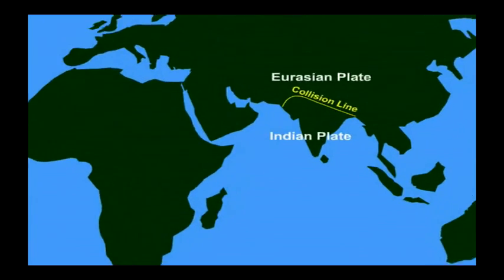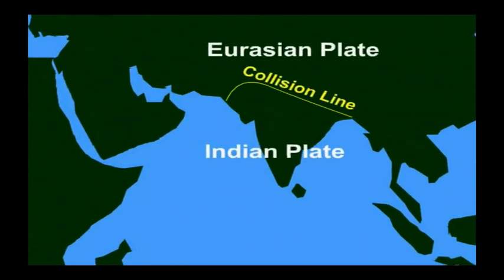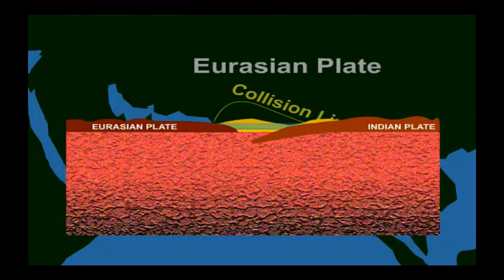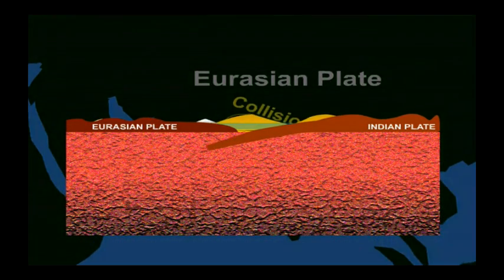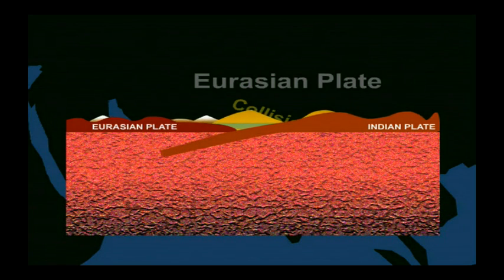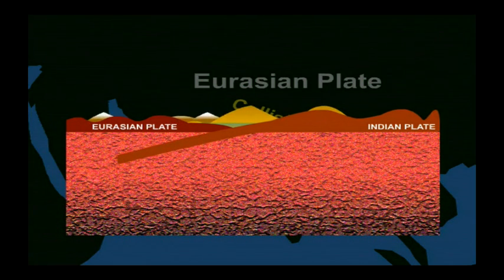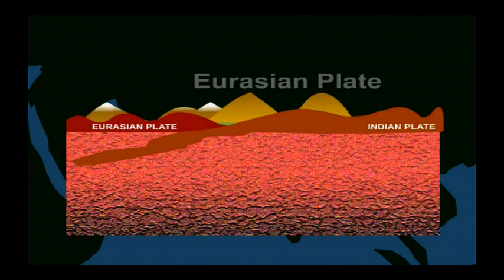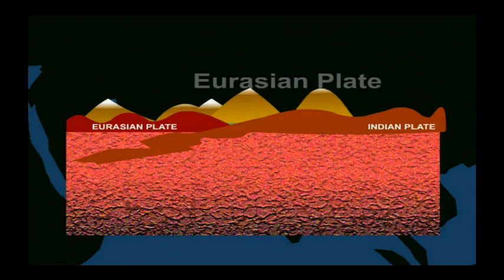The collision of the small Indian plate with the large Eurasian plate resulted in subduction of the Indian plate beneath the Eurasian plate. The resultant physical feature along the line of collision is the rise of the Himalayas. The Indian plate continues to push and subduct beneath the Eurasian plate to this day at the rate of 5 centimeters every year.